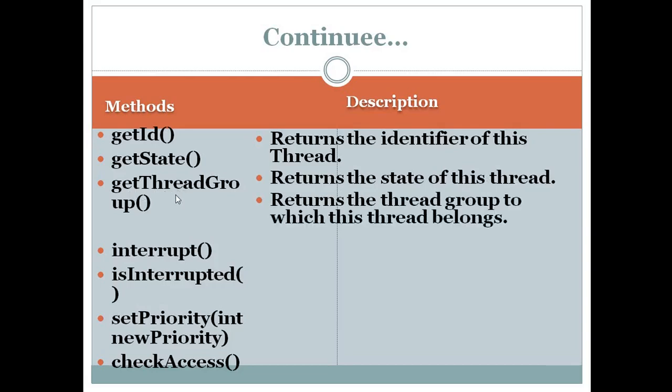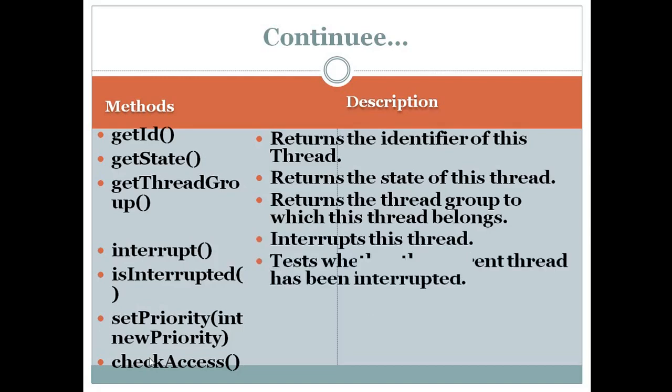And getThreadGroup returns the thread group to which this thread belongs, that is which group this thread belongs to. Interrupt, that is the interrupt method, it will interrupt the execution of a thread. isInterrupted, through this method we test whether the current thread has been interrupted or is running, we can get that through the isInterrupted method.